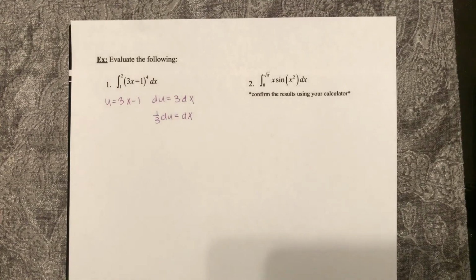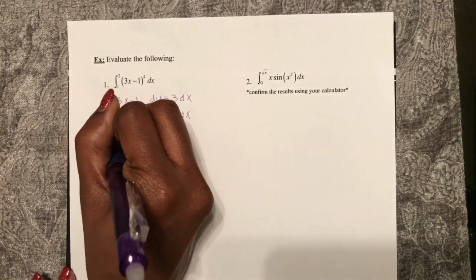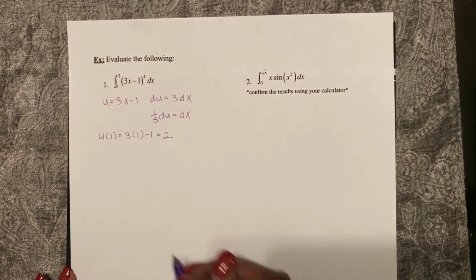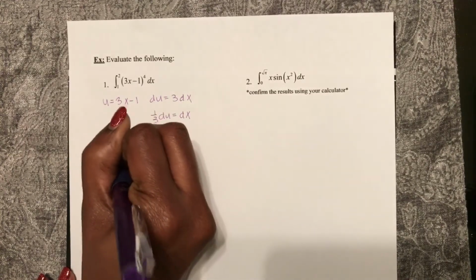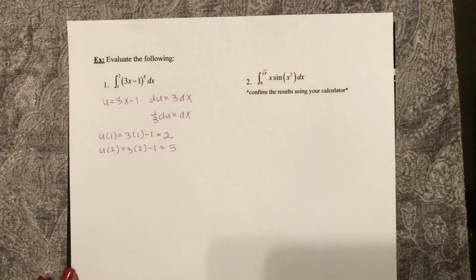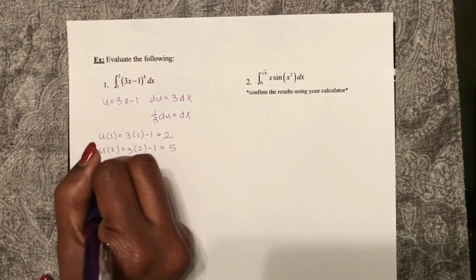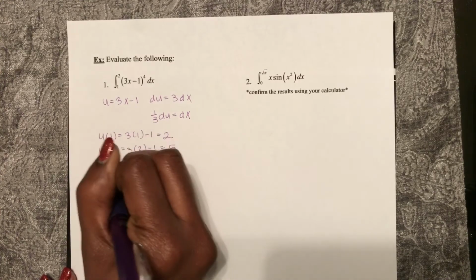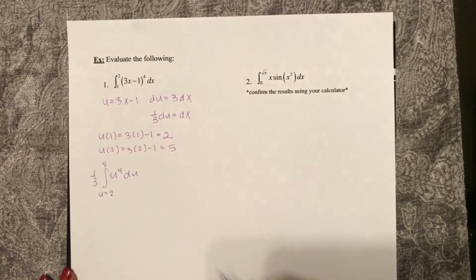So since it's a definite integral, I'm also going to change my limits of integration to be in terms of u. U of 1 is 3 times 1 minus 1, which is 2. And u of 2 is 3 times 2 minus 1, which is 5. So this becomes 1/3 times the definite integral from u equals 2 to 5 of u to the 4th du.